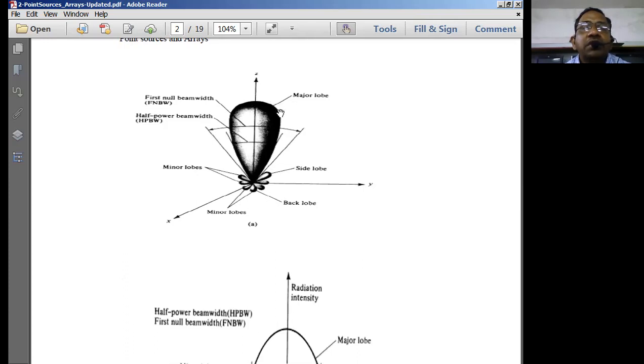If you come down 3 dB from the maximum, we encounter two points. That gives the half power beam width, or 3 dB bandwidth, the reduced signal. This is the major lobe. Then these small ones are the side lobes, and the last one, opposite to the major lobe, is the back lobe for us.